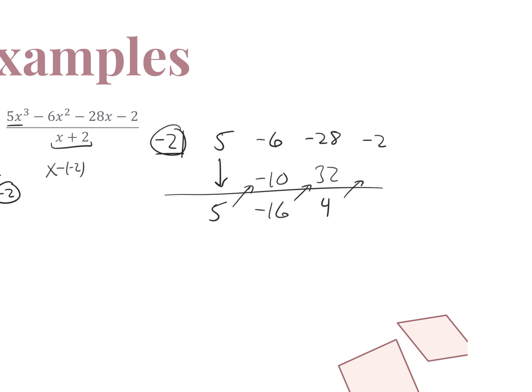Again, bring that number up top. It's going to be 4 times negative 2, so negative 8. And when you do negative 2 minus 8, that's going to get you a negative 10. And then once again, these are going to be the coefficients of your quotient, and this last number here is going to be your remainder.